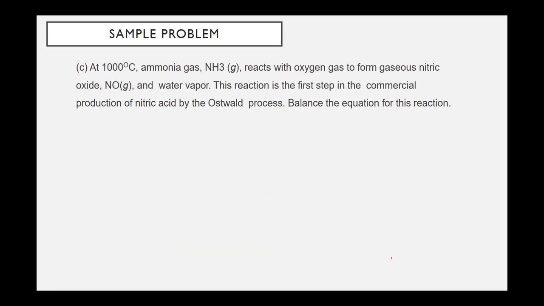So, sample problem. At 1000 degrees Celsius, ammonia gas, NH3, reacts with oxygen gas to form gaseous nitric oxide, NO, and water vapor. This reaction is the first step in the commercial production of nitric acid by the Ostwald process. Balance the equation for this reaction.